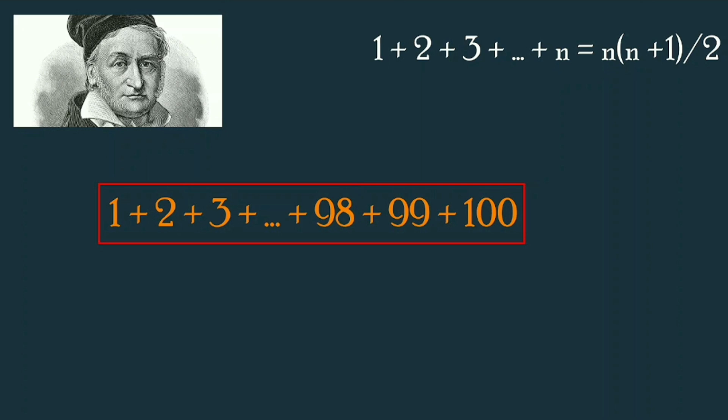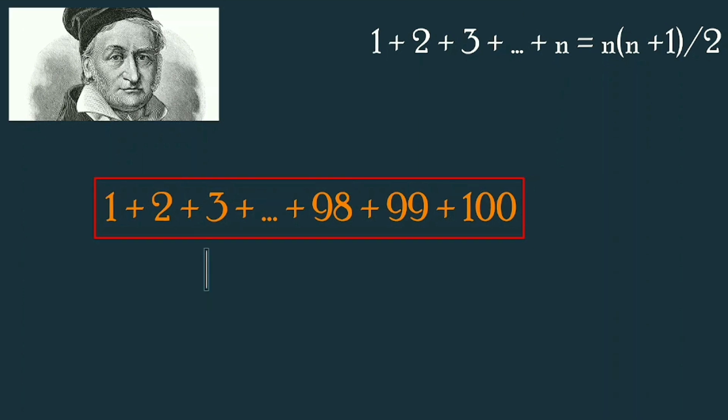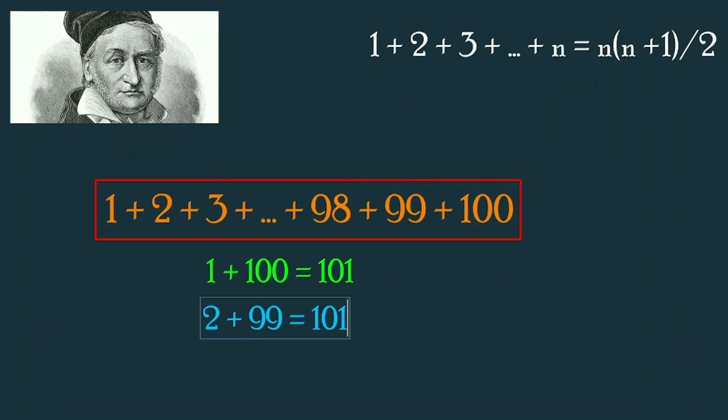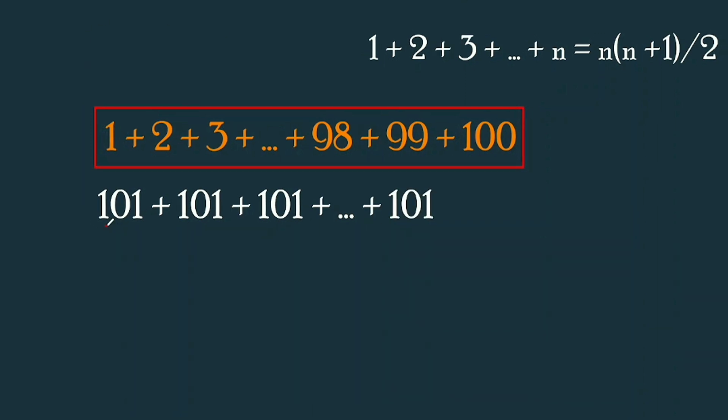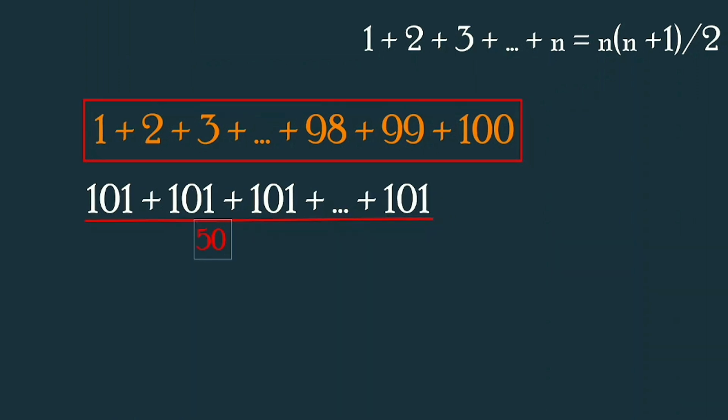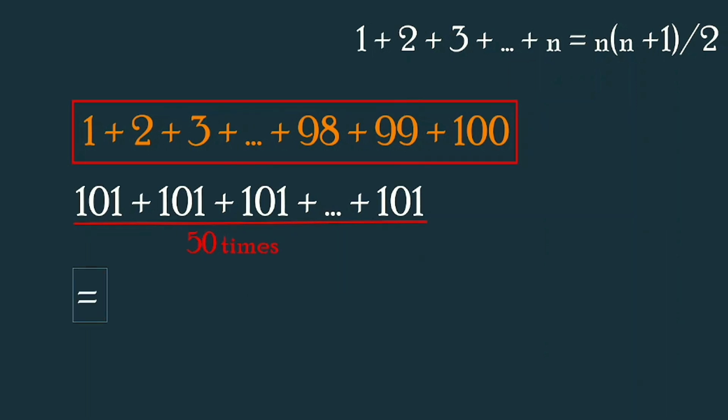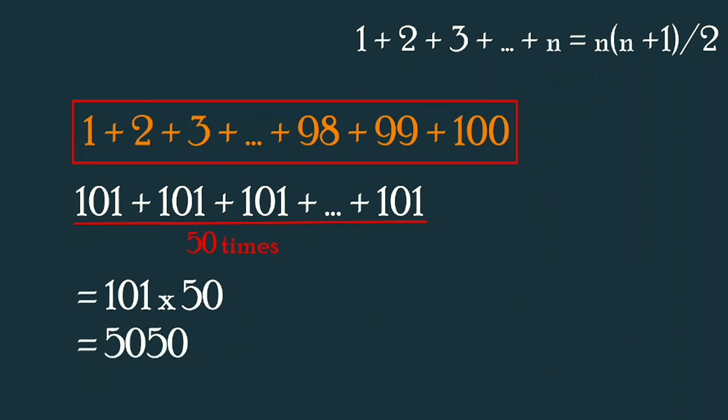Gauss very quickly noticed this pattern: if you add the first number, that means 1, with the last number, that is 100, you get 101. The same is true when you add 2 with 99 or 3 with 98 and so on. In each of the cases, the sum is 101. As we are adding 2 terms in each of the cases to get this 101, we will have 50 of such 101, which implies the summation to be 101 multiplied by 50, which is equal to 5050.